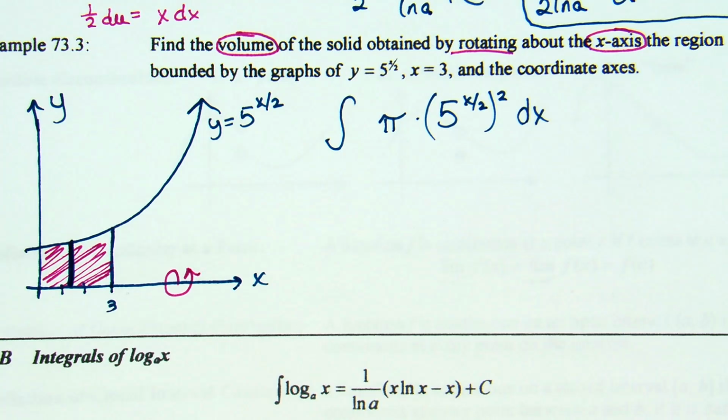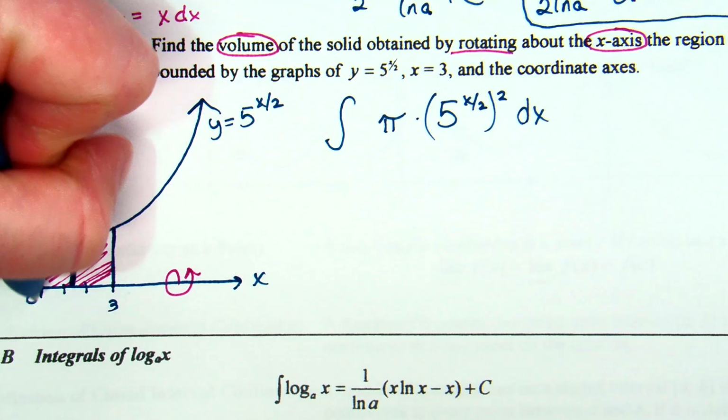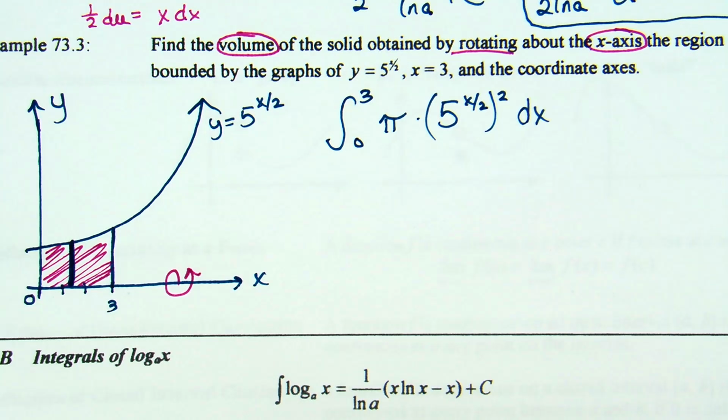0 to 3. Because we're in terms of x, you're going on the x-axis. And they made that part easy on this one, didn't they? So 0 to 3. Okay, let's clean up a little bit. I'm going to pull that pi out front. 0 to 3.